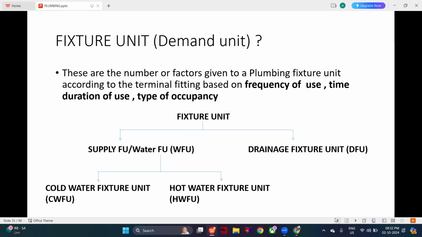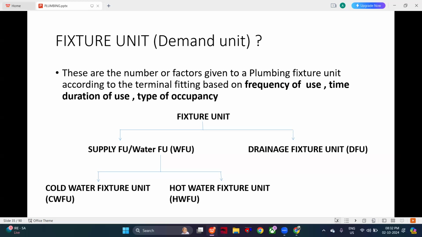Frequency of use means, for a water closet, maybe six times in one day, or if you have a laboratory, maybe 10 times. I think more than 10 times is not typical in a laboratory. And obviously the laundry tray is used once or twice a day. So that is the frequency of use.